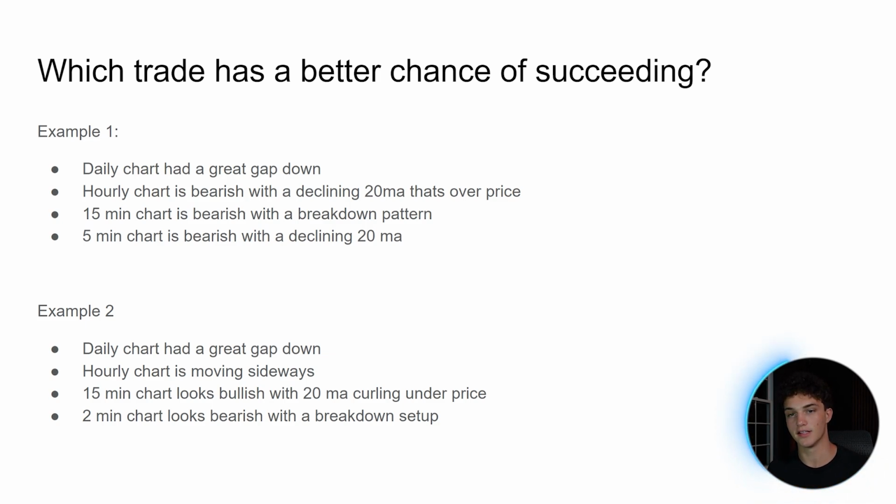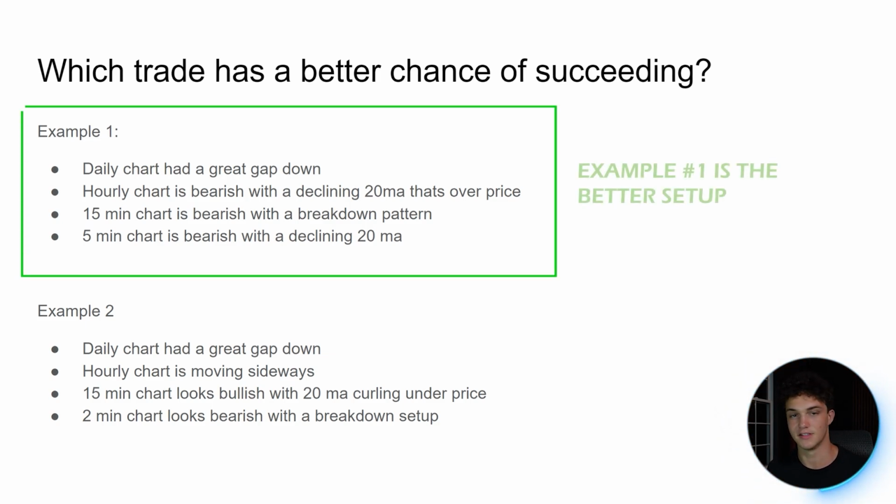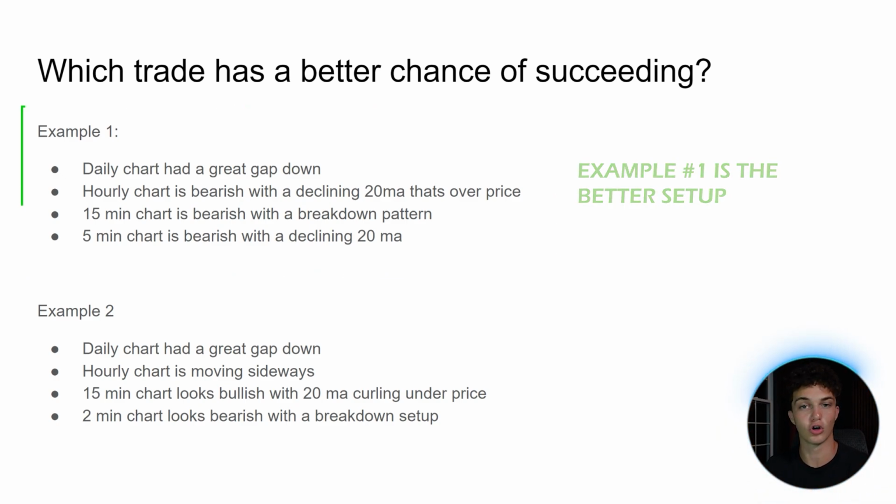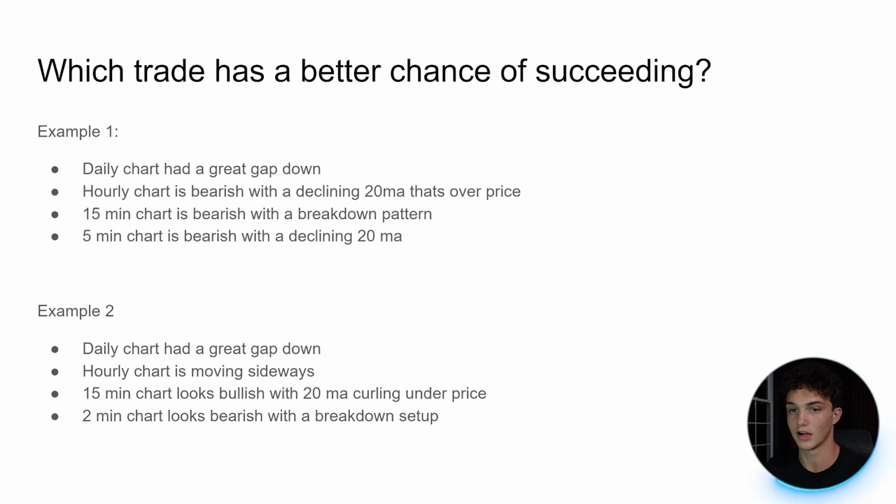So the answer is that example one is the better setup, because it has multiple time frame alignment. Each time frame looks lower. Each one is moving at a great gap down, and the hourly, the 15, and the 5-minute are all moving bearishly. They're all in like a downtrend.